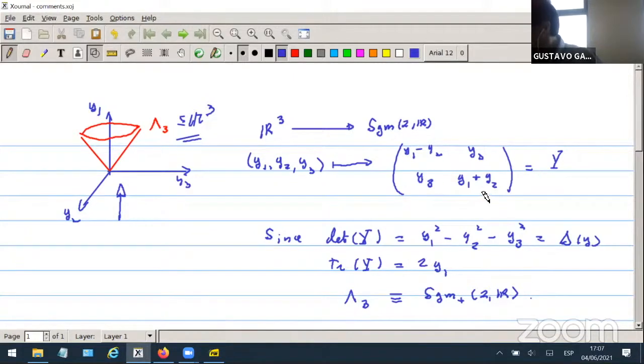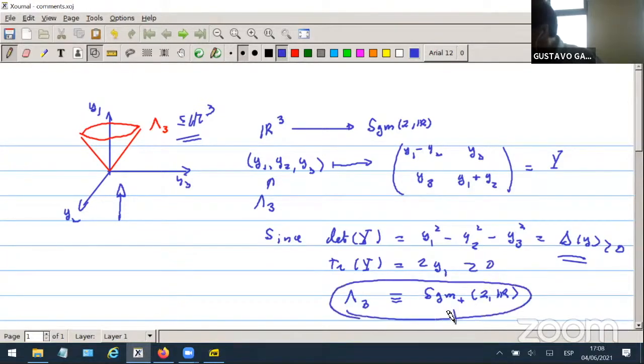So this is a symmetric matrix. And then you know that if your vector here belongs to the light cone, then the determinant of this matrix coincides exactly with the Lorentz form. So it would be positive. And if it belongs here in the light cone and you are in the forward part of the light cone, Y1 is positive, Y1 is essentially the same as a trace. So the cone can be identified with a set of positive definite symmetric matrices, 2x2 matrices over the reals, right?